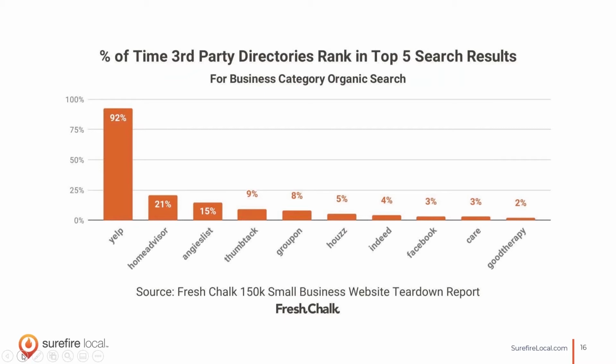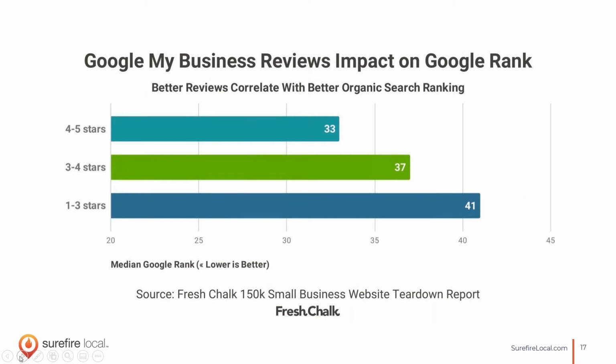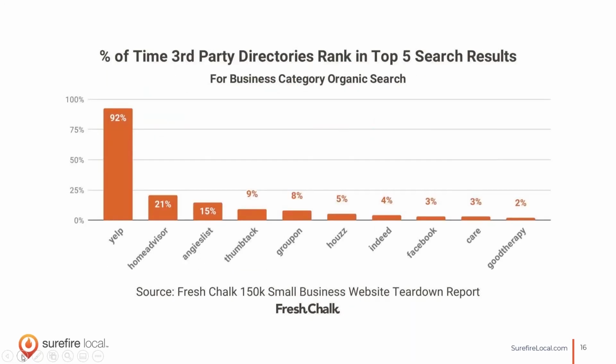We talk about third-party directories here, and you can see this is kind of an interesting approach. But when you're talking about organic search for business categories, you can see there's a very big difference between some of these directories and some others that are much less important, right? But if you're in Home Advisor, 21% of the time, those directories are going to show up in search, and Yelp is all over search. Yelp is very prominent in search. So if you're the kind of business that gets customers from Yelp, being present there is going to be very important.